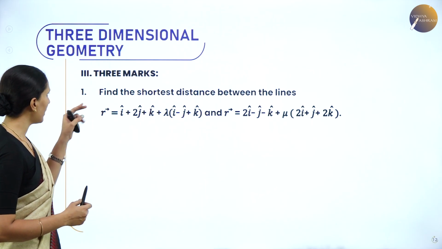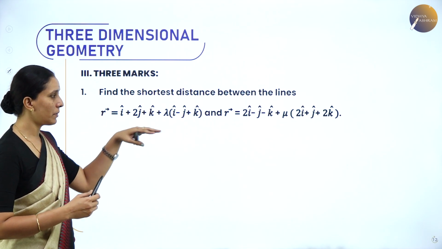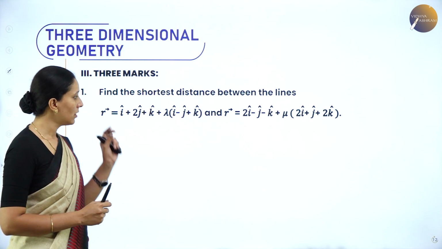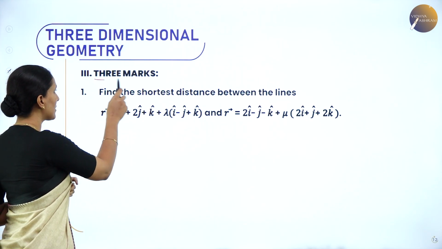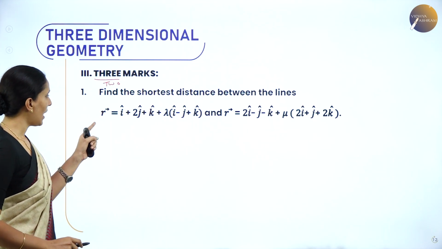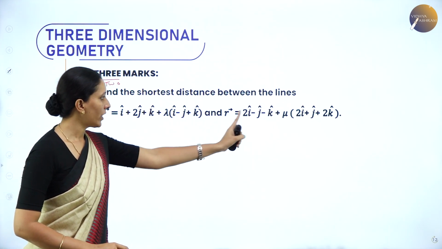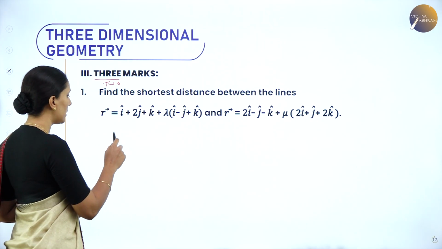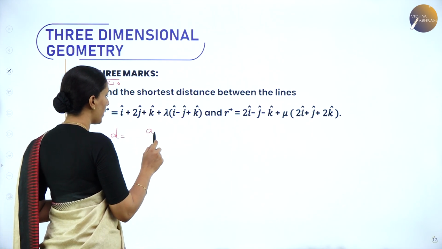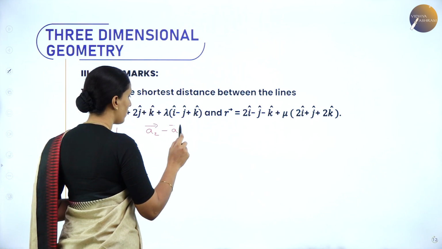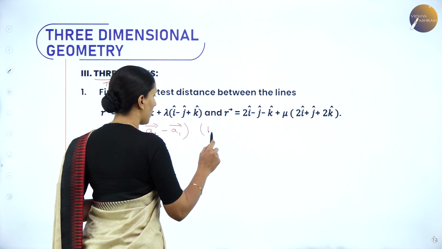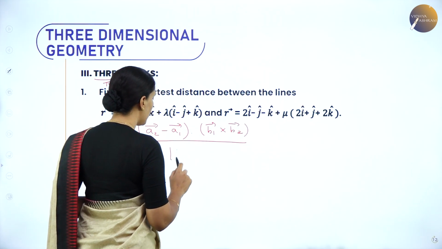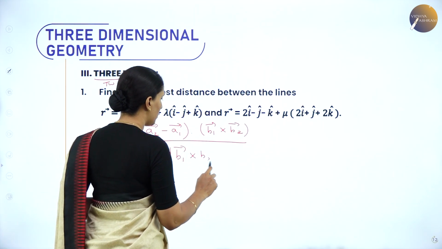So next we have a 3-mark question. So basically the shortest distance between the lines was asked for 3 marks. Now the content is fixed only for the 2 marks. The shortest distance between the lines can be asked for 2 marks. So now we have here vector r for one line and vector r for the other line. So what is the formula to find out the shortest distance between the lines? That is d is equal to (vector a2 minus vector a1) dot (vector b1 cross vector b2) divided by magnitude of vector b1 cross vector b2.